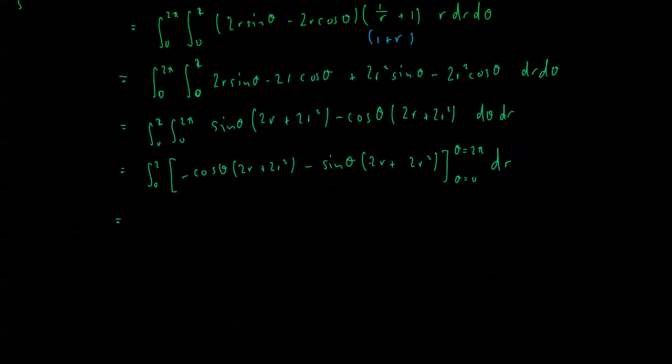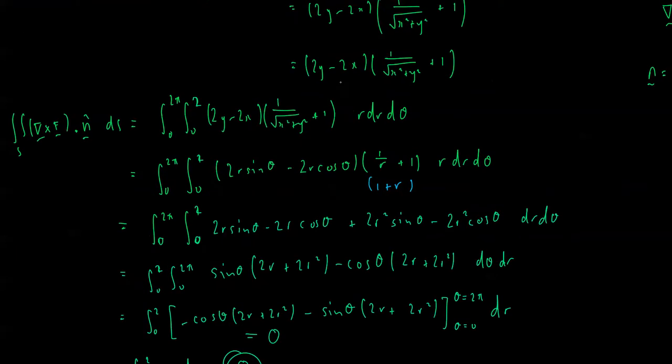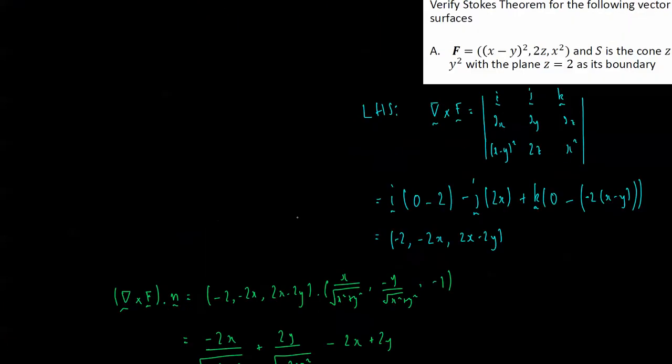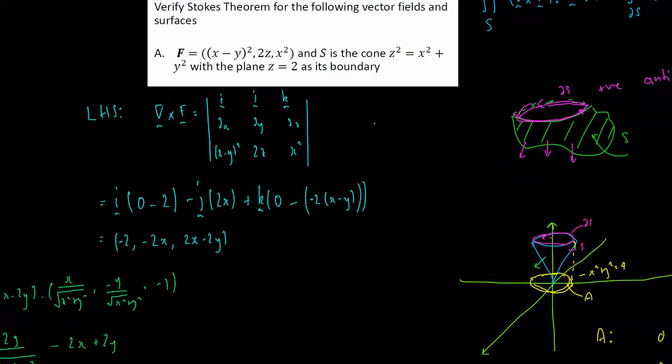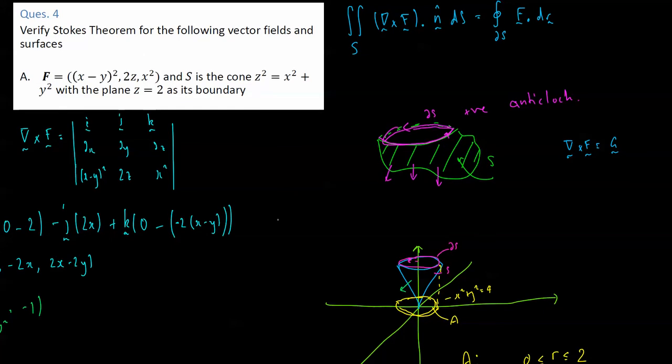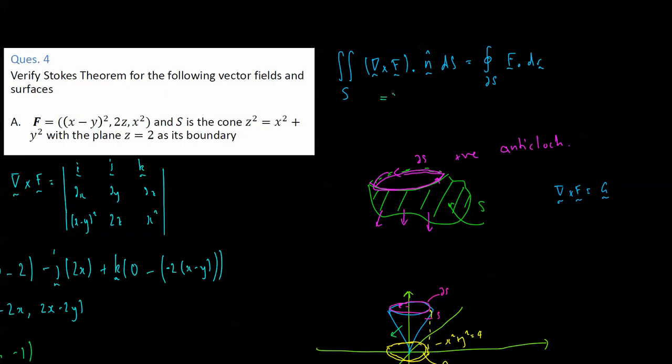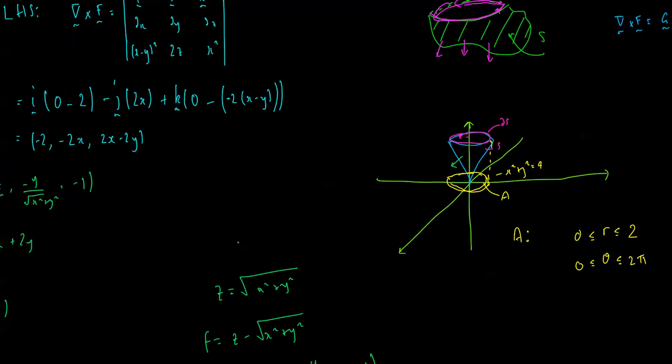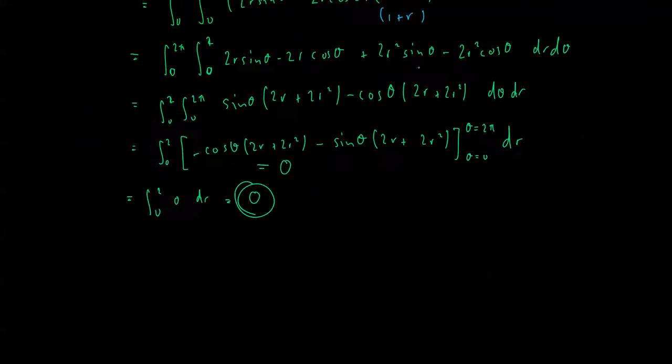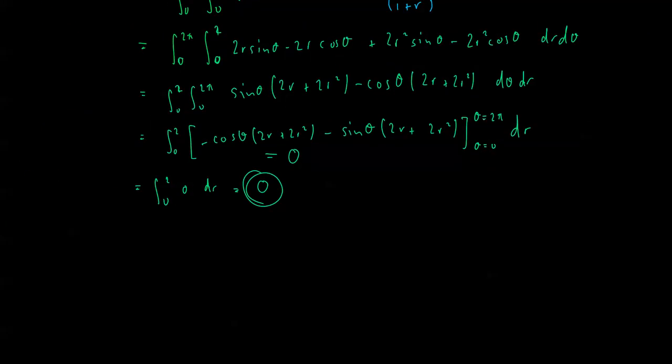Okay, so you can actually work this out. If you sub in theta equals 2 pi to both of these, we're just going to get 0. So this is going to equal 0. Hence the integral from 0 to 2 of 0 dr is also 0. So the flux of the curl of this vector field across this cone is 0. So we've shown that the left hand side is equal to 0. Okay, so I would encourage you to go through and check that it's equal to 0, but I assure you when I sub in theta equal to 2 pi and theta equal to 0, this will just come to 0.